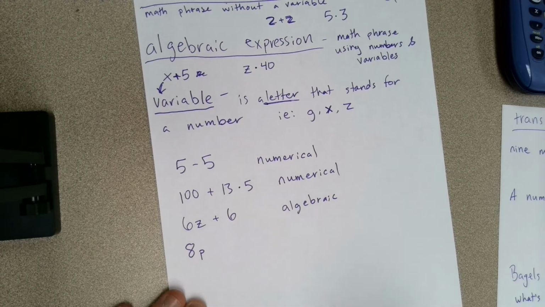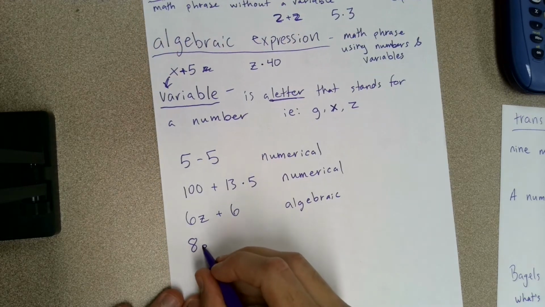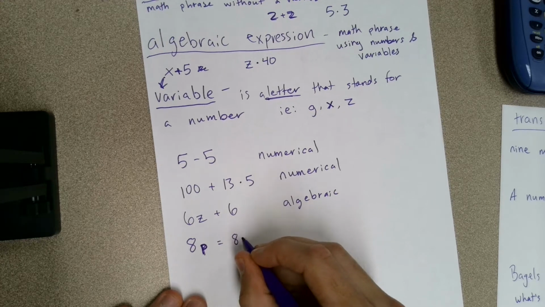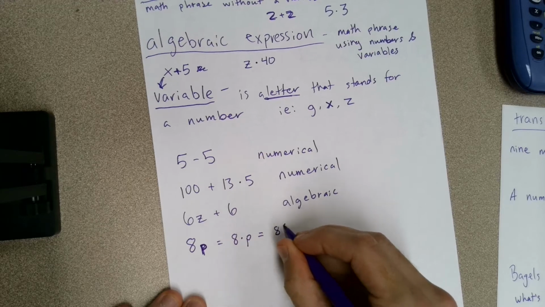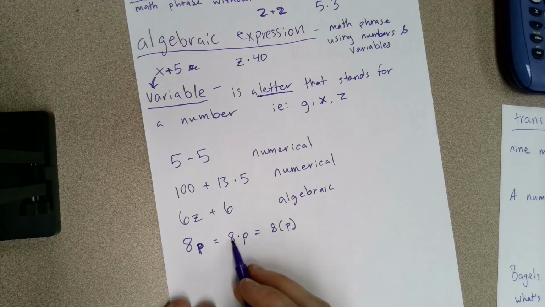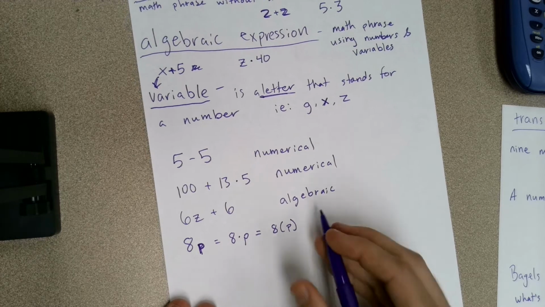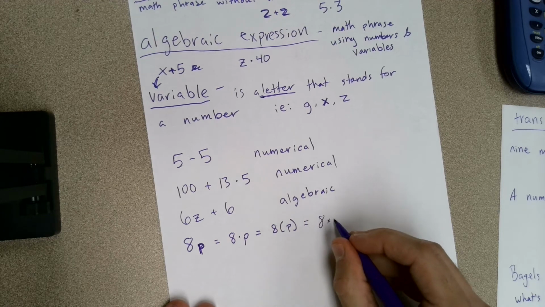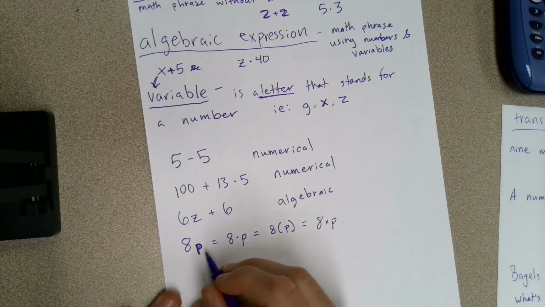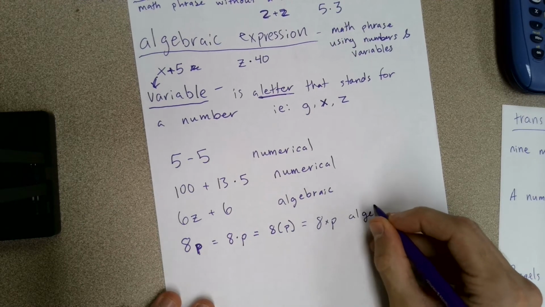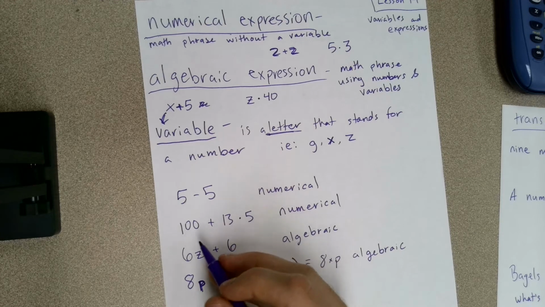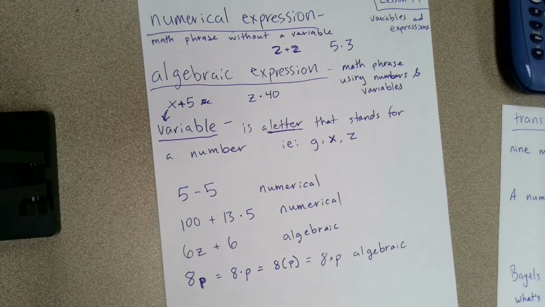8p. Let's leave it as 8p. 8p is the same as 8 times p. Can also be written as this. There's a lot of different ways to write these with variables. So 8p, if these two are touching, that means times. This means times with a little dot. This means times because of the parentheses. And that means times. I know it's confusing, but we have our number 8 and our variable p. That means this is algebraic. All you need to remember is if there's a variable in it, then it's an algebraic expression. If there's no variable, then it's a numerical expression.